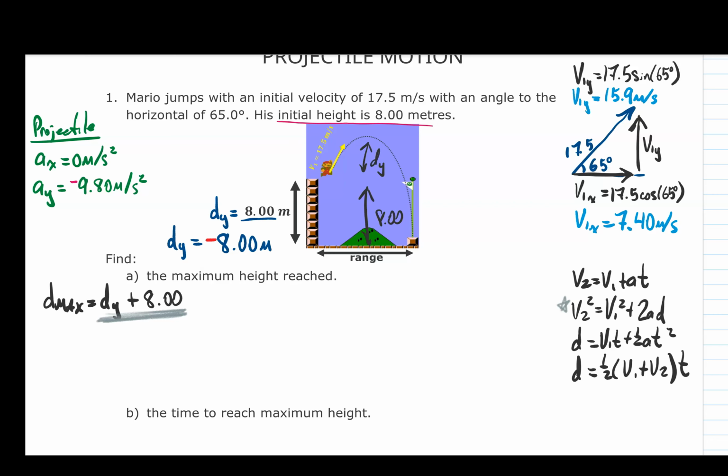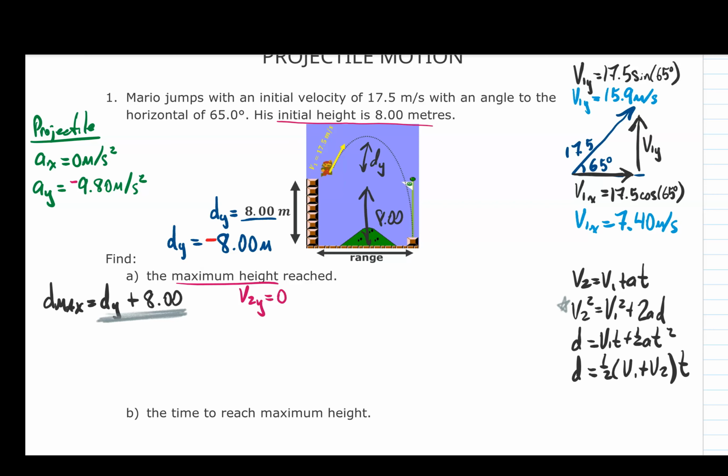V2, well, at maximum height, that means V2 in the y direction is going to be 0, because Mario stops at the top before he comes back down. He doesn't stop in the horizontal direction. He keeps moving to the right. But if we just look at the y direction, he'll come up, stop at the top, and then come back down. So the whole point of me talking about that is V2 is 0.